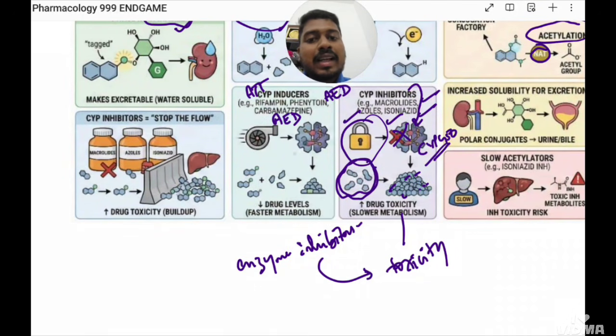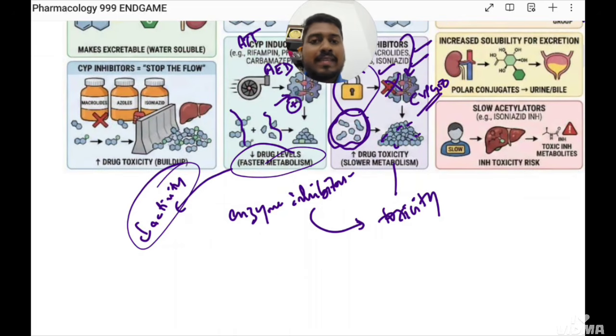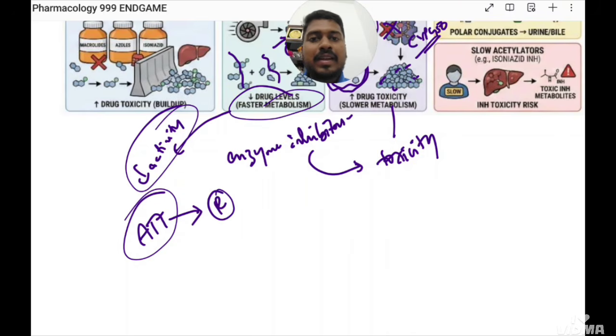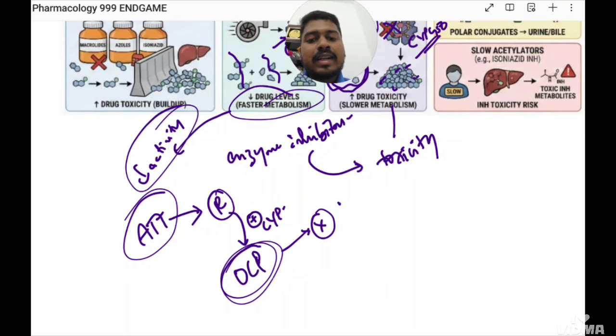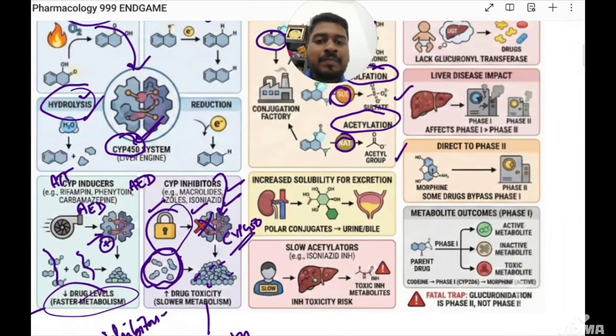Remember like this: rifampicin is ATT, phenytoin is an anti-epileptic drug, and carbamazepine is also an anti-epileptic drug. What they do is induce the enzyme, which in turn breaks down the drug, so there is faster metabolism and decreased activity of the drug. A classic example which we see is a patient on antitubercular therapy, ATT, which contains rifampicin. If the patient is also on OCP, it leads to OCP failure, because rifampicin induces CYP enzymes which break down OCP, resulting in decreased action of OCP, leading to OCP failure and hence pregnancy. This is how questions will be framed for you.